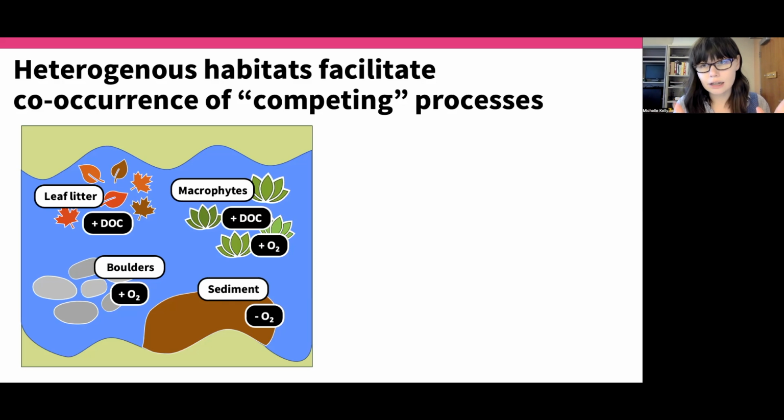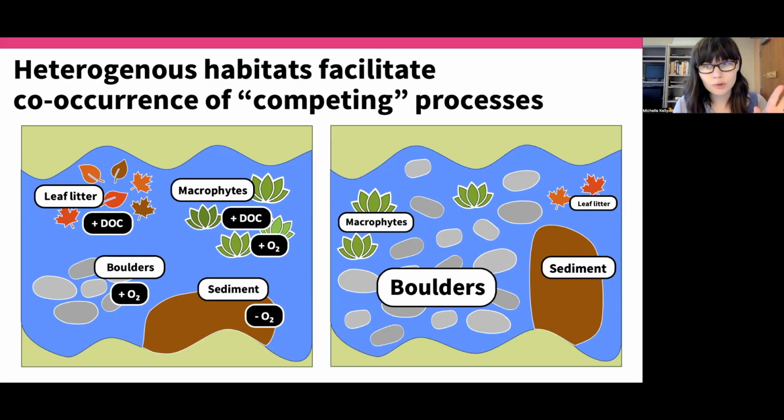This is an idealized stream reach. An actual stream reach might look more like this, where you have an uneven distribution of those different habitat types. So here we have way more boulders than anything else. So the reach average rates of those microbial processes would be based on both what kinds of patches are there, but also the abundance of each patch, right?